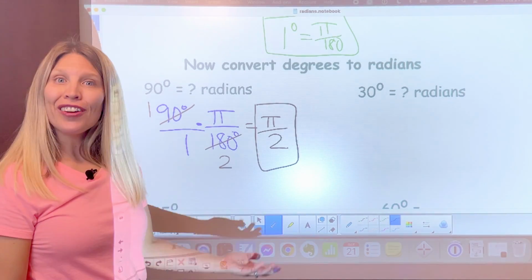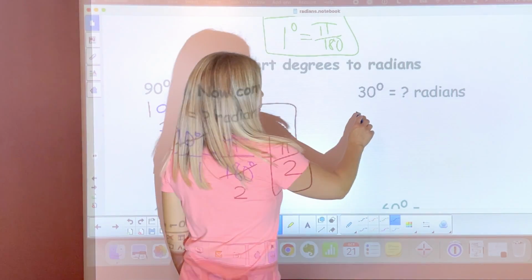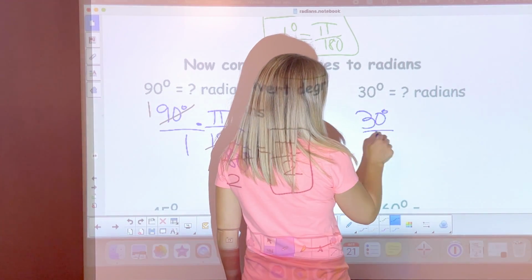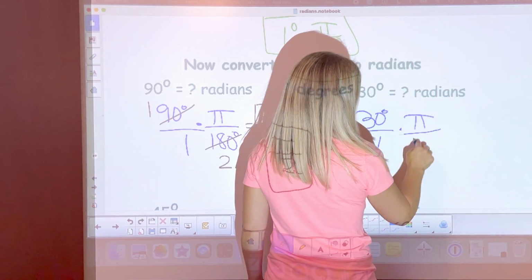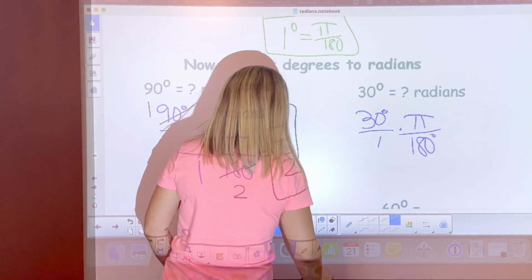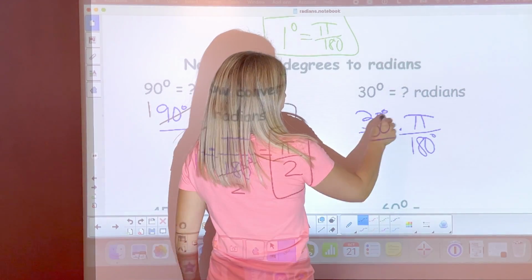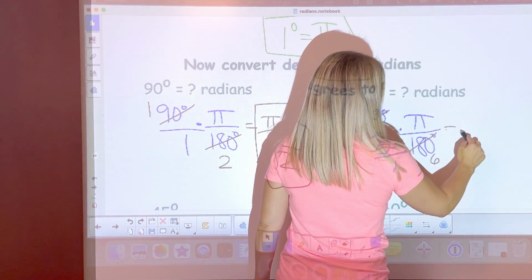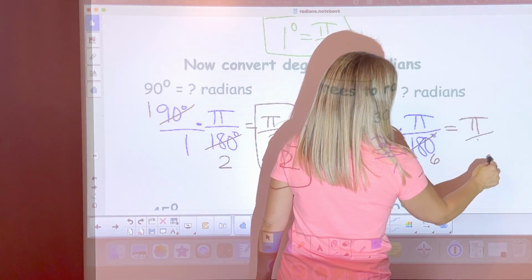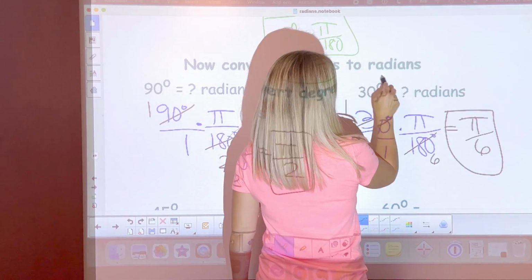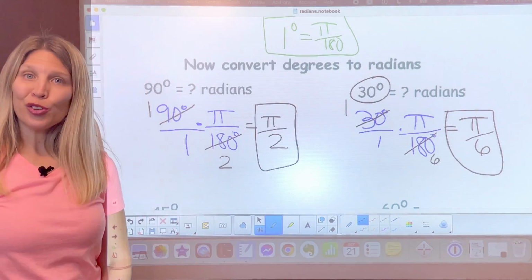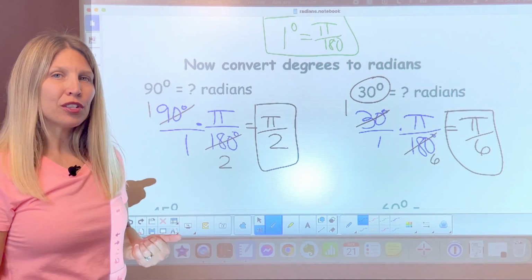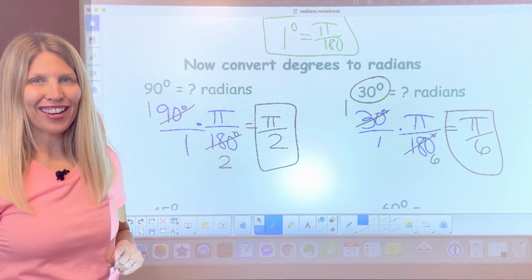All right, let's try 30 degrees. So 30 degrees over 1 times pi over 180 degrees. 30 goes into 30 once, 30 goes into 180 six times. So pi over 6 is the same as 30 degrees. And that's something we'll get into more in my next video, so make sure you check that out too.